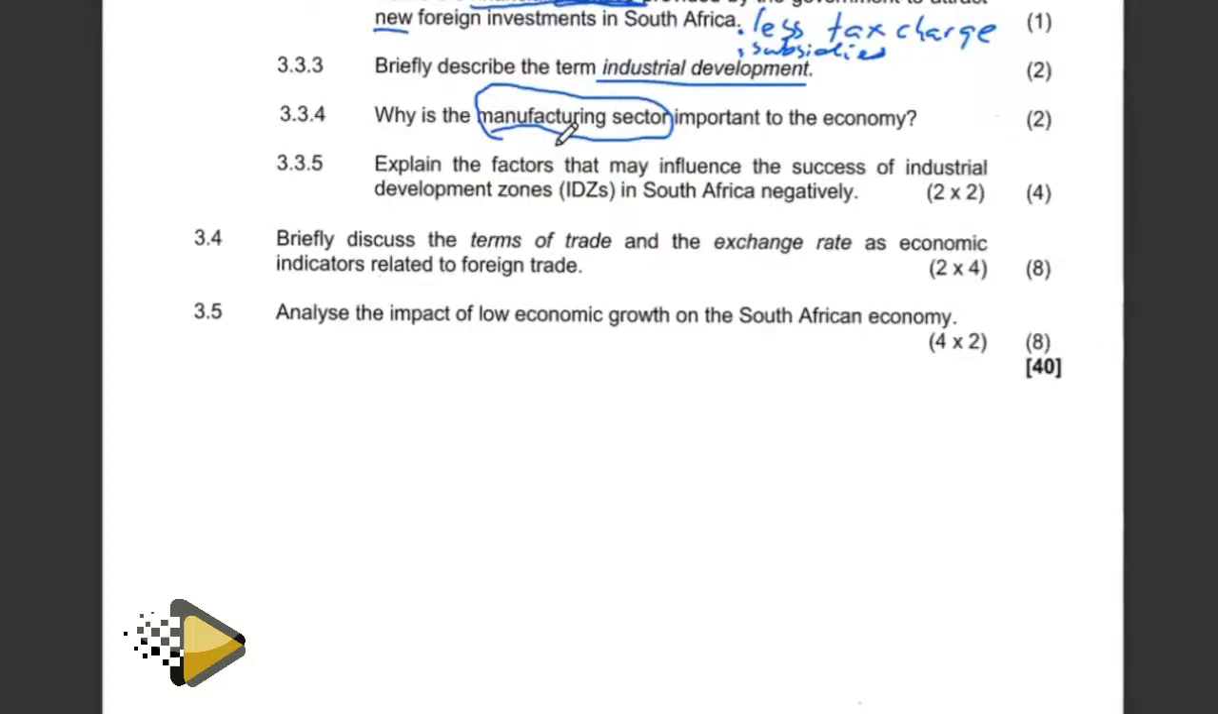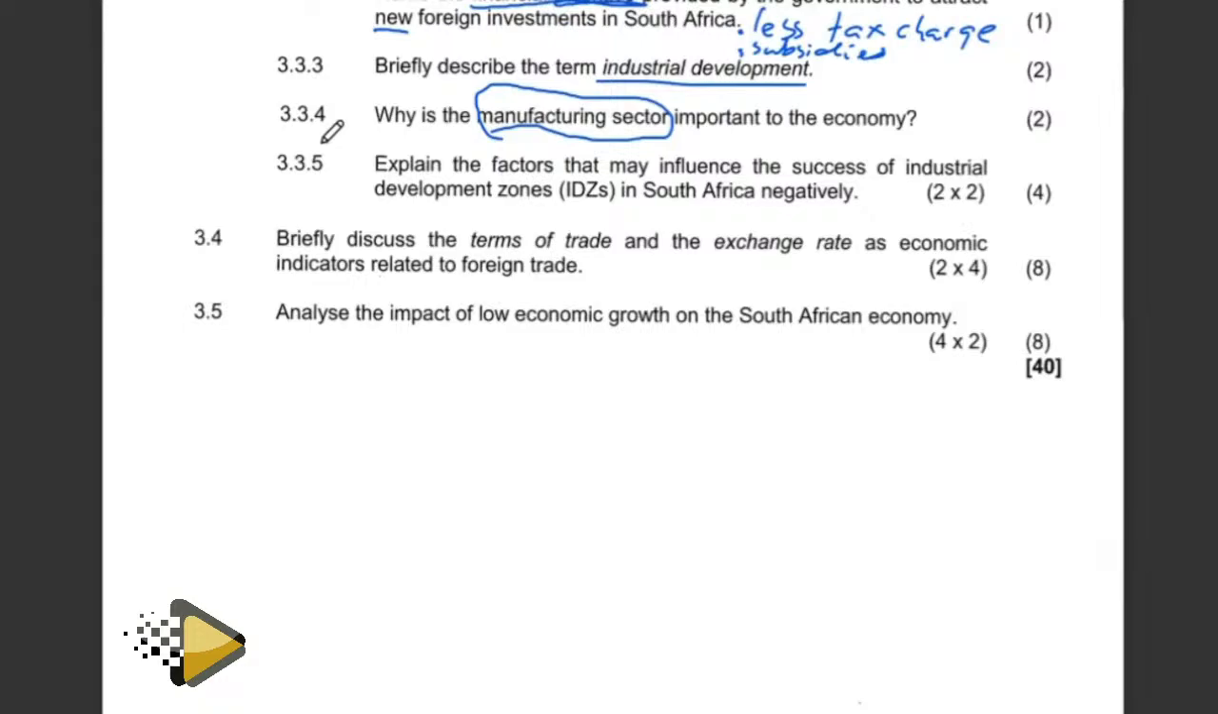Also, on the side of the government, the moment there is a manufacturing sector that is so powerful, it means that the government as well can be in the position to put their charge there, so that they can also have the tax proceeds, so that they can be able to give out transfers or grants to its inhabitants. Okay, right. So now let's move on to 3.3.5.